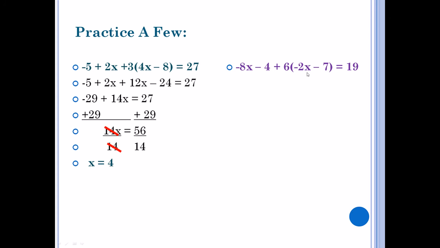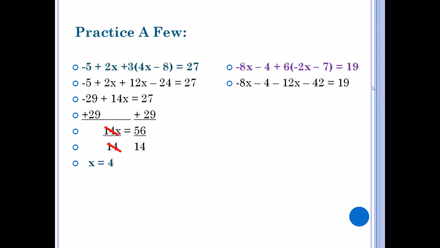Okay. Same thing on this problem. A lot happening here, but we are not touching that equals 19 until we simplify all of this. And this parenthesis stands out to me. I think we need to do the distributive property first. So leave your -8x there, your take away 4, and now we have +6 times -2x, which is -12x. +6 times -7 is -42. -8x, take away 4, take away 12x, take away 42 equals 19.